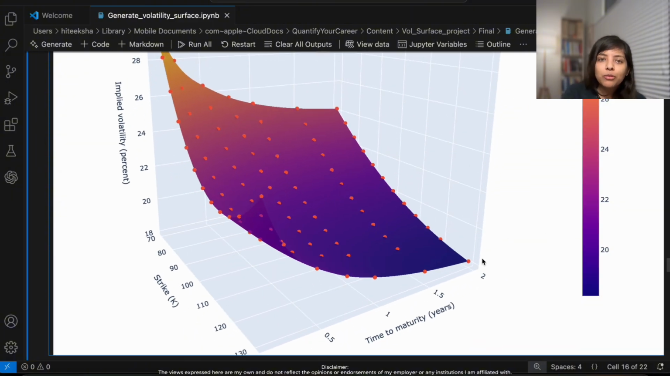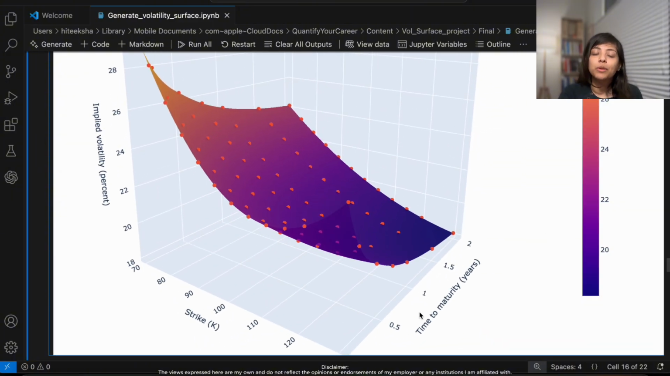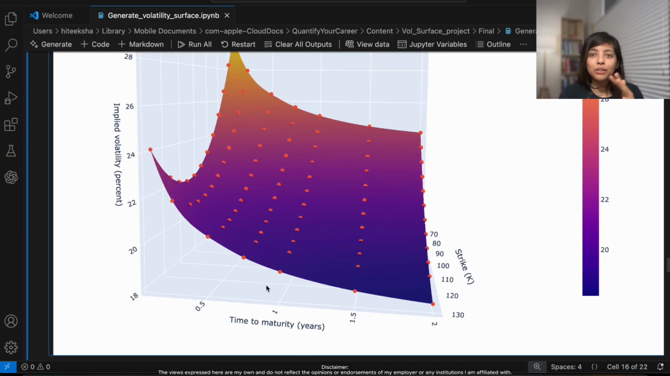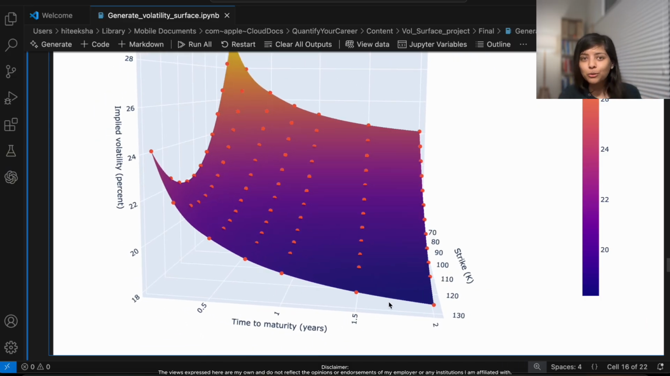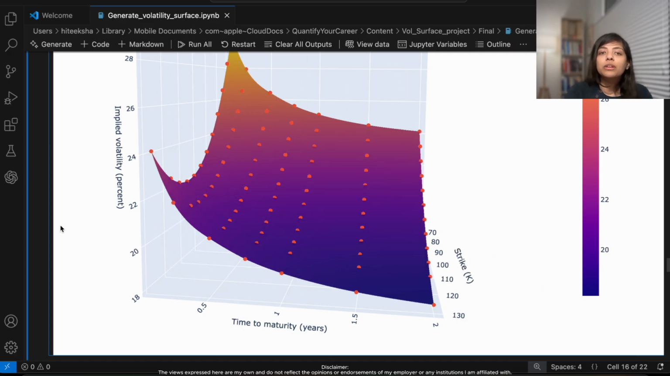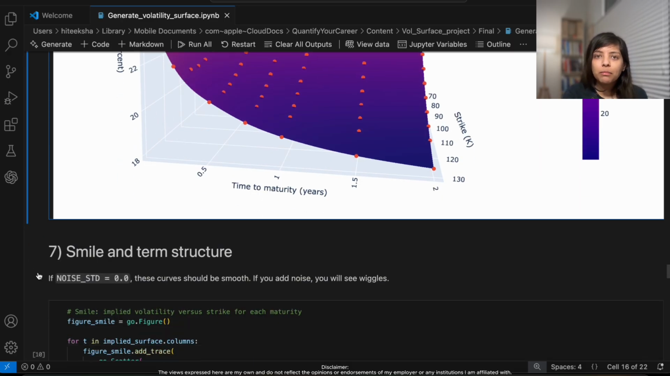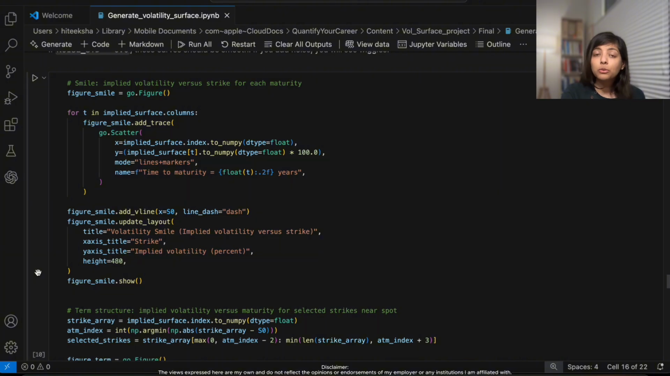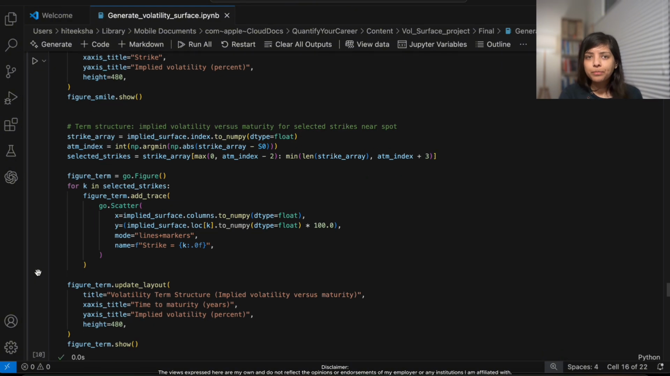When you look at the table of numbers, you don't really see the shape, but when you see the surface, you can immediately tell if it's a skew, if the term structure is upward sloping or downward sloping, if there are any weird features you need to investigate. Now we can create two plots that matter enormously in practice. The first one is the smile plot, or sometimes the skew plot. Usually, smile is seen with FX options, and skew is usually seen with equity options.